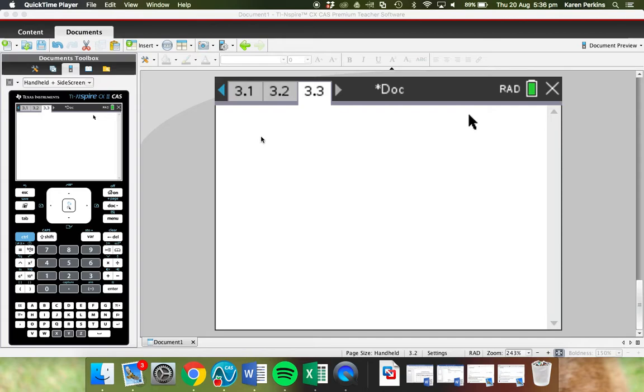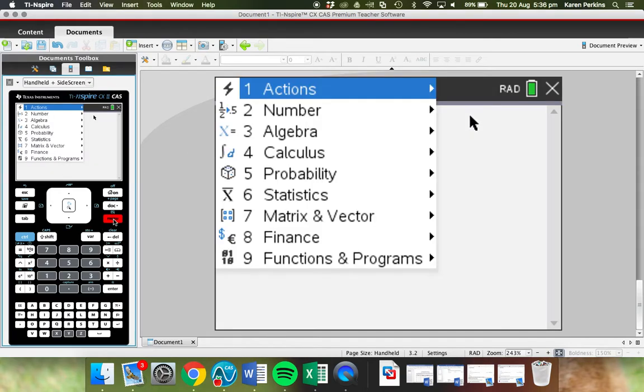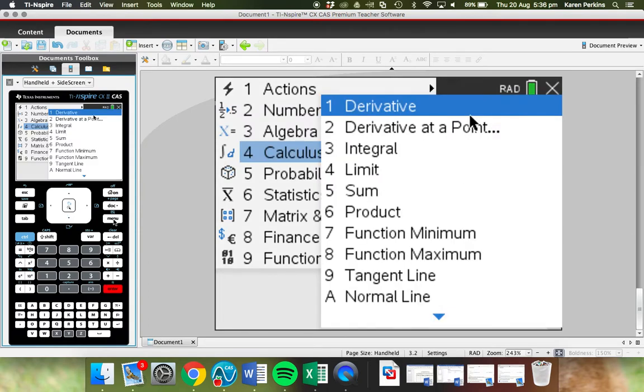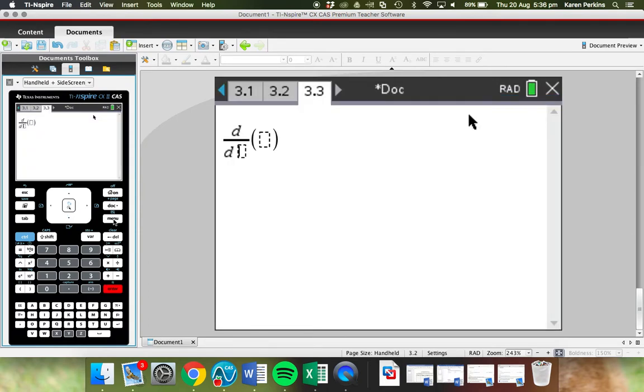Right, so let's have a look how to do this on our calculator. Let's go menu and we go down to number 4, calculus, and what you want to find is a derivative. So I'm going to do the first one. So the derivative with respect to what? X, that's our variable. So we had 3x minus x squared. And then we wanted to find the gradient when x equals 1.